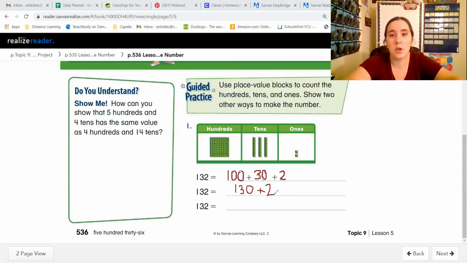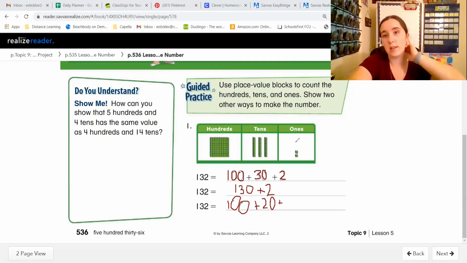A third way that we could show it is by keeping our hundreds. So we're going to say 100. But then we're going to change up our tens. So if I take one of my 10 rods and move it into 10 ones, I wouldn't have 3 tens anymore. Now I would have 2 tens, which is 20. And now that I moved that 10 into 10 ones, I wouldn't have 2 ones anymore. I would have 2 ones plus 10 more, which is 12.